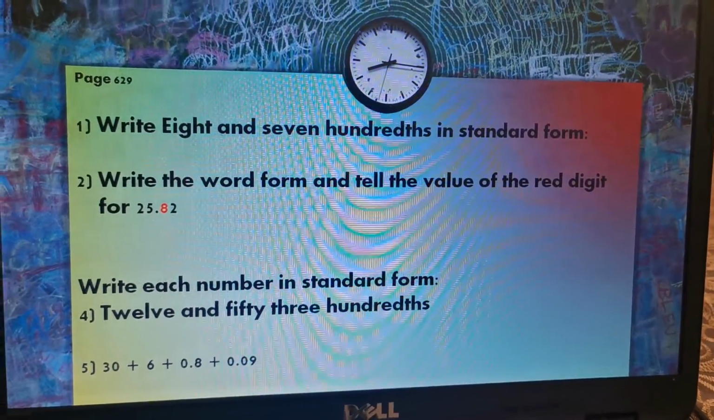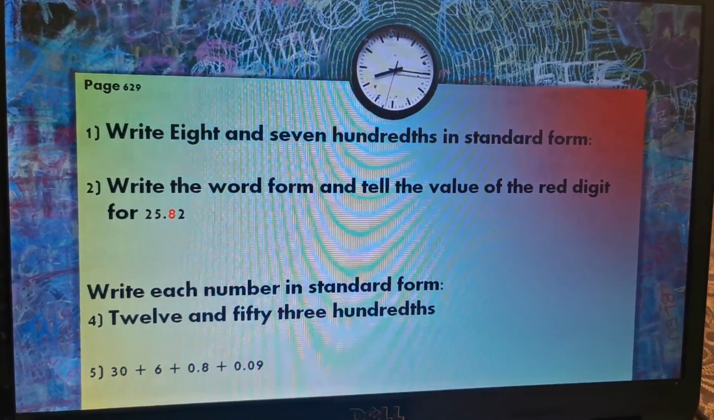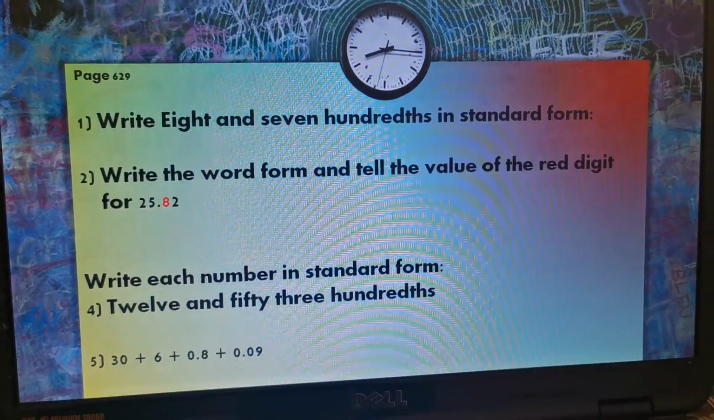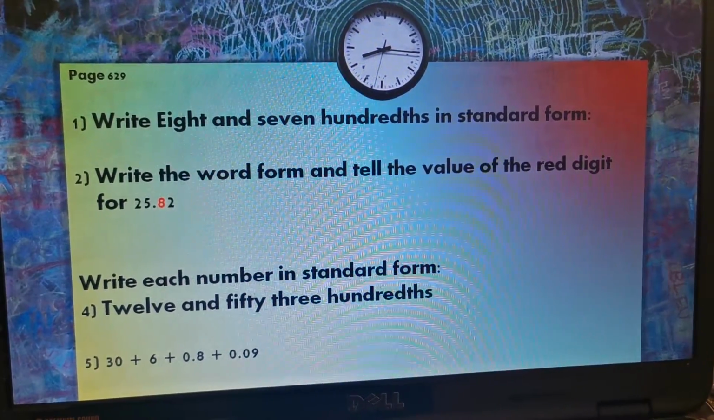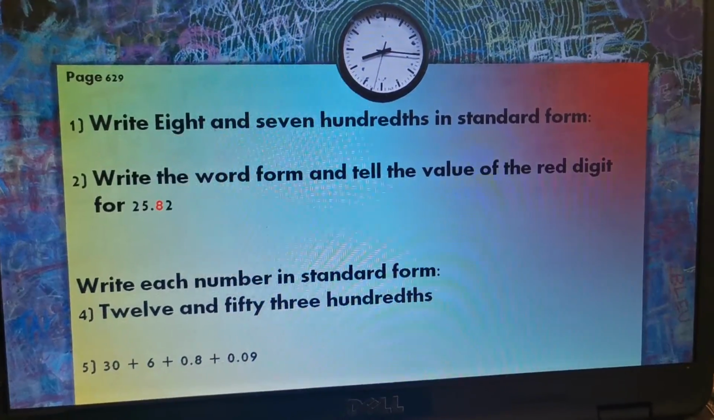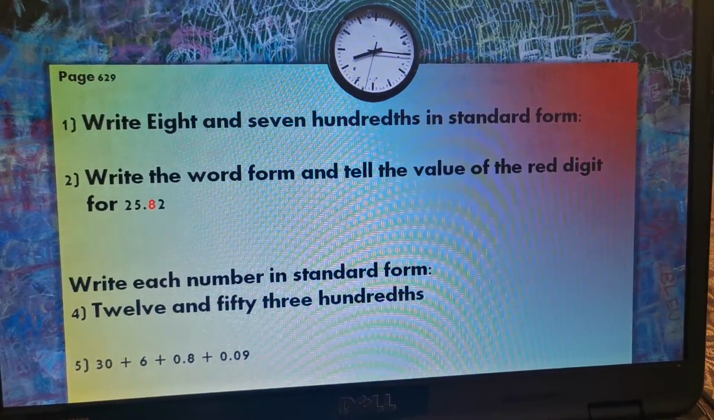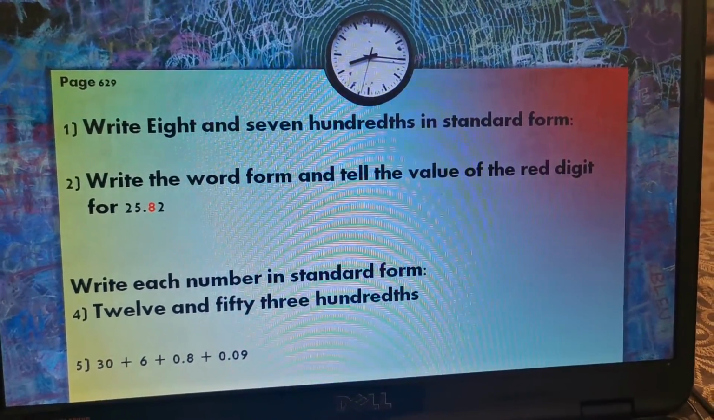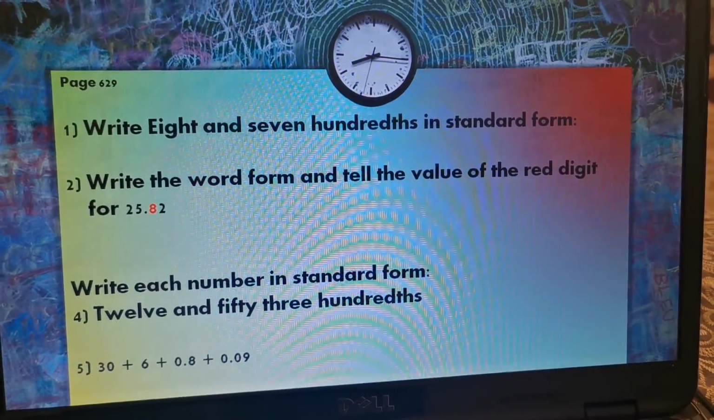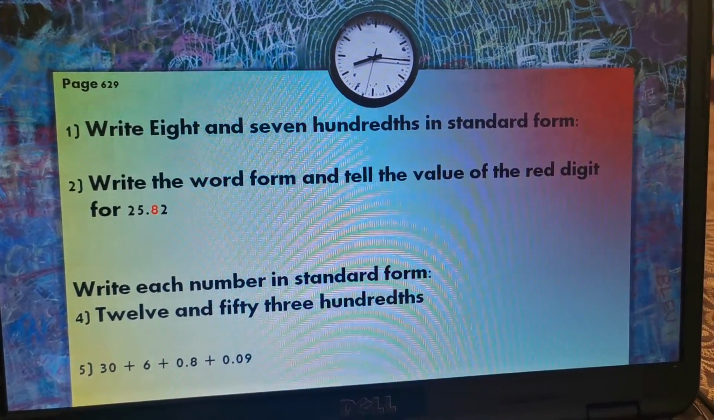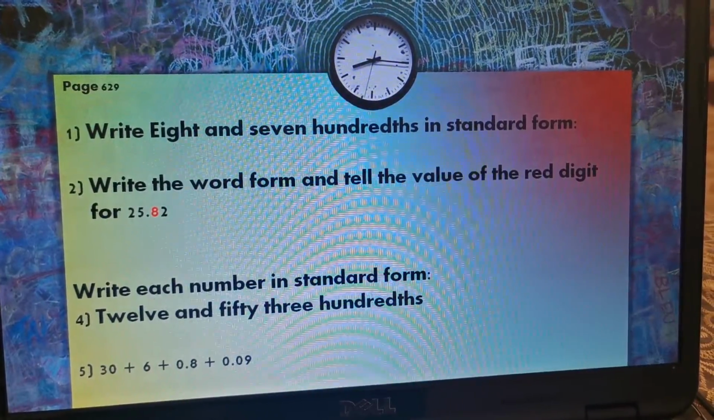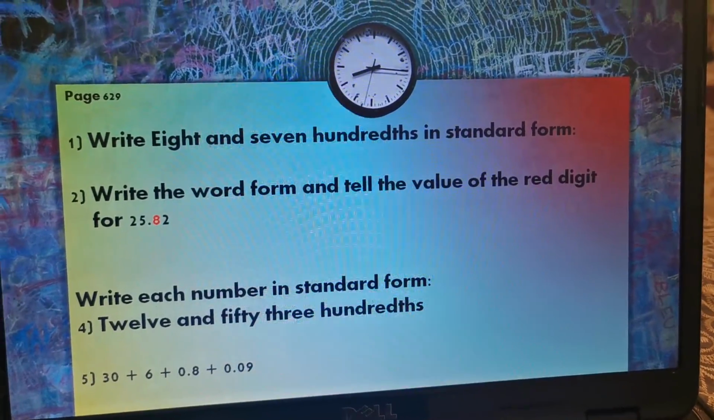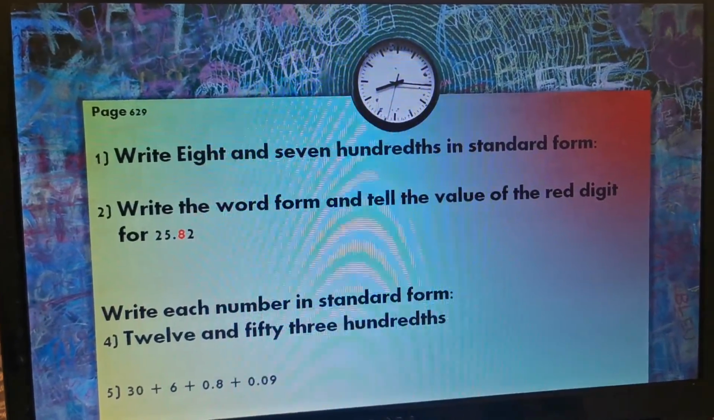Now, I want you to open your notebooks and solve this with me. Number 1, write 8 and 700ths in standard form. 8 and 700ths. 2, write the word form and tell the value for the red digit. I will not read it, you should read it. Then write each number in standard form. 12 and 5300ths. 30 plus 6 plus 0.8 plus 0.09. I didn't read it in decimal form. You should do them. Check your answers.